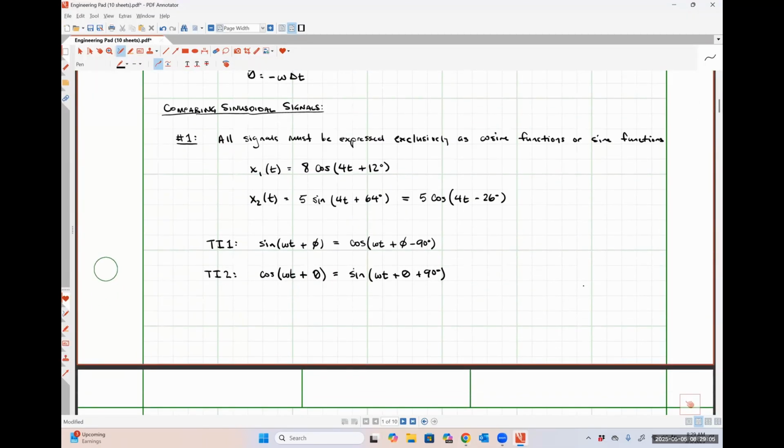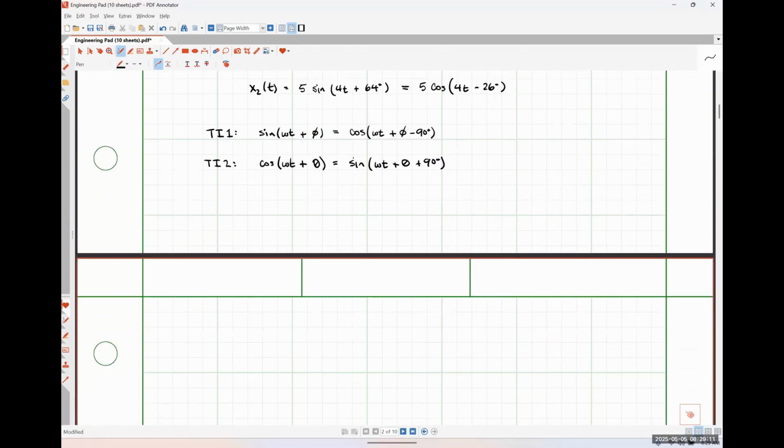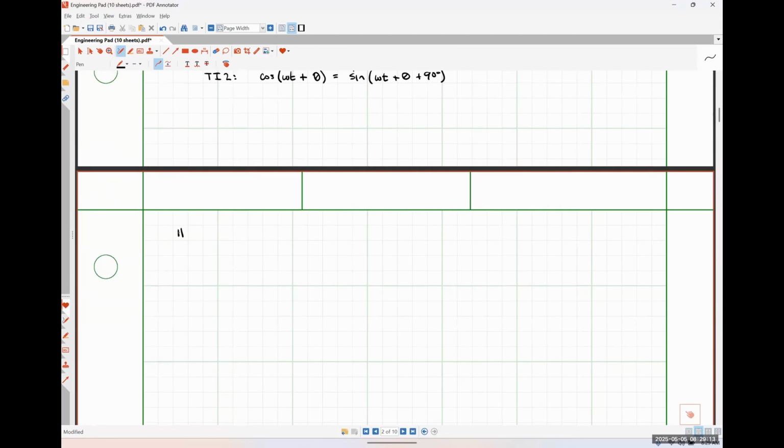Our second rule for comparing sinusoids is that all signals must be expressed with positive amplitudes. Okay.